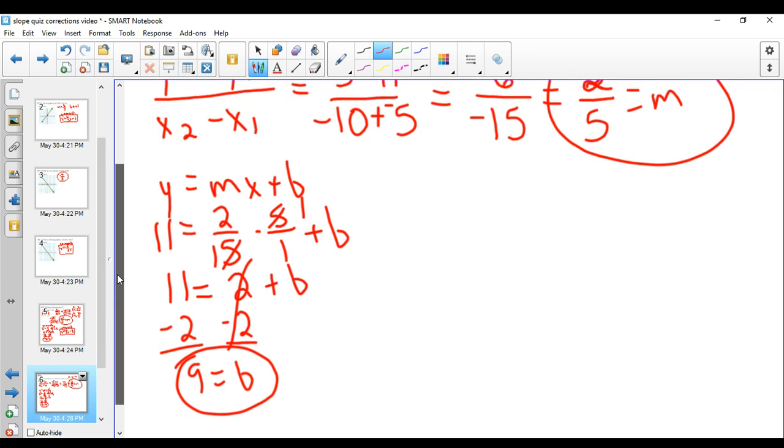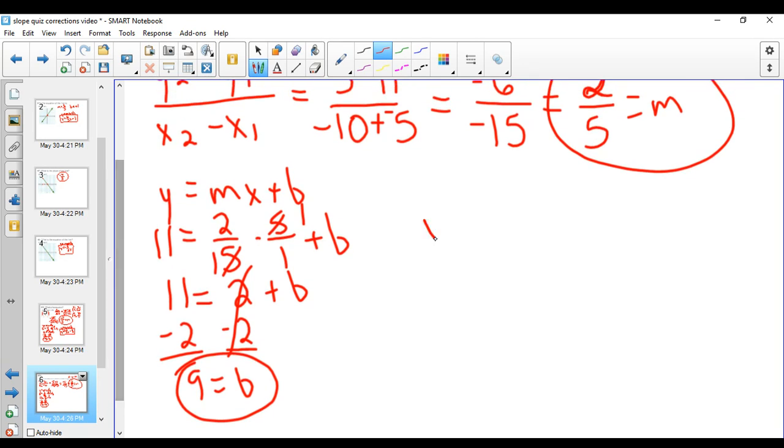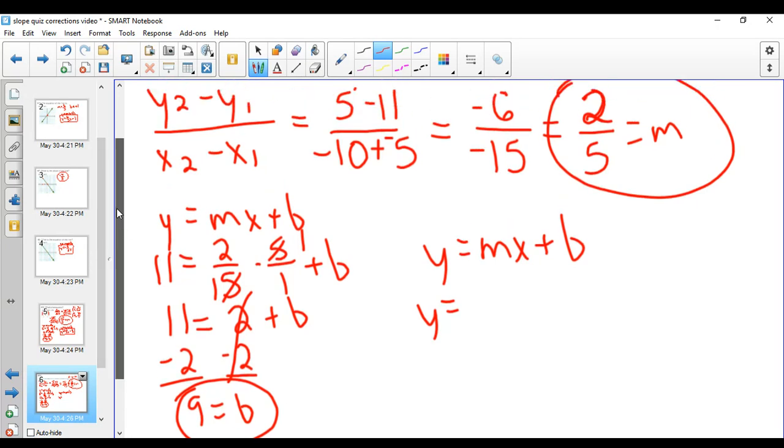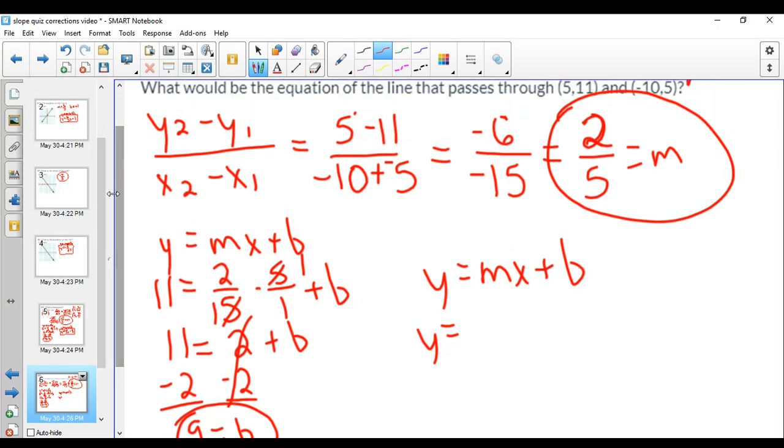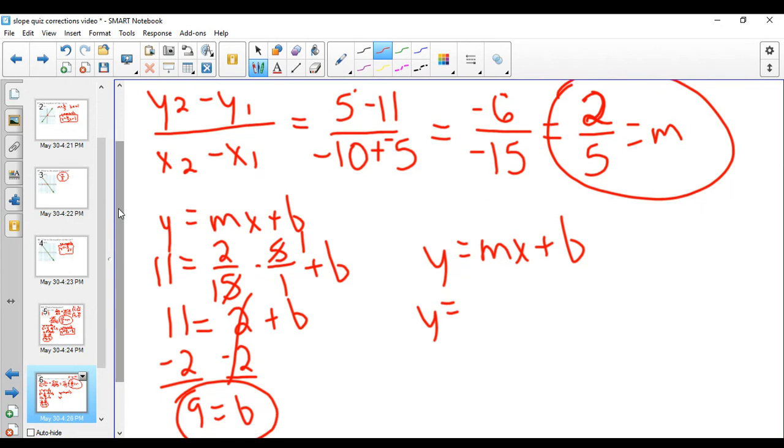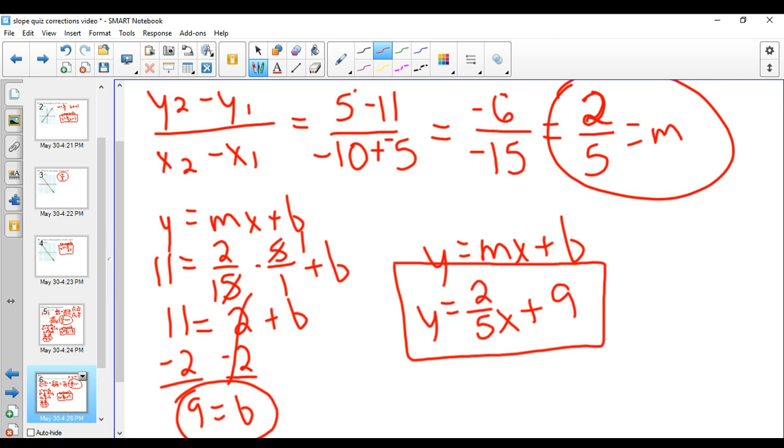Now, I know my two important pieces of information to plug into my format. Y equals mx plus b. The slope, we go back up and double check, was it positive or negative? It was positive 2/5. So I'm going to replace m with 2/5 x plus, and my y-intercept was 9. So my equation would be y equals 2/5 x plus 9.